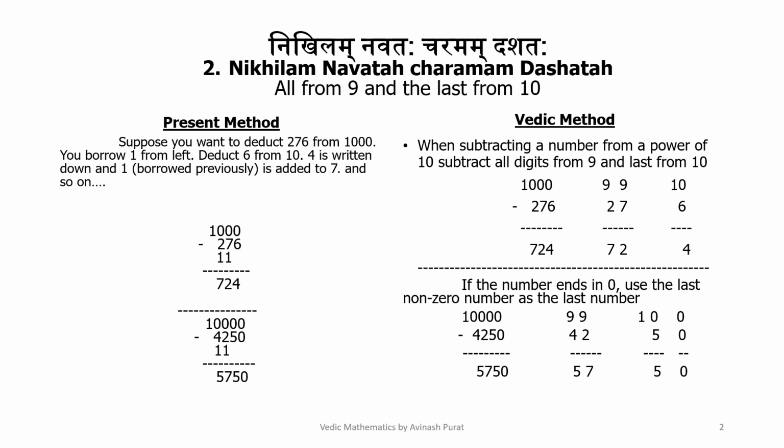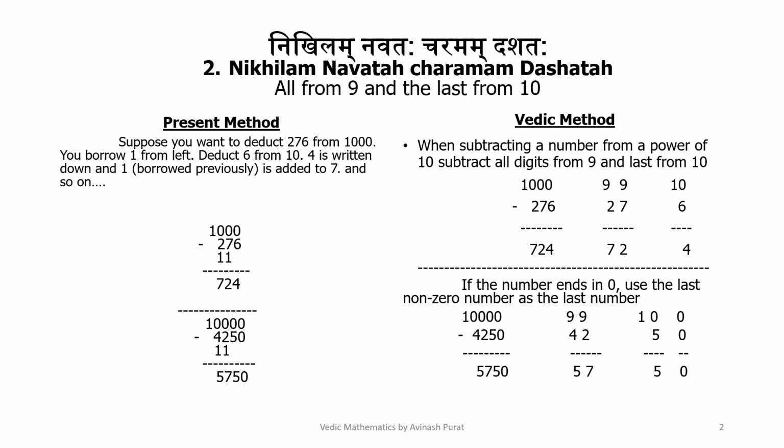10 minus 6 is 4. 1 is taken on the left side, 1 plus 7 is 8, 10 minus 8 is 2. Again 1 is taken on the left side, borrowed previously, 2 plus 1 is 3, so 10 minus 3 is 7. The answer is 724.